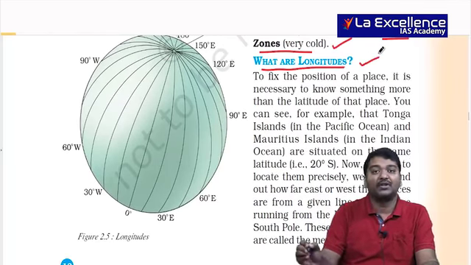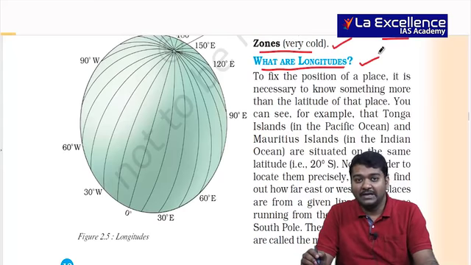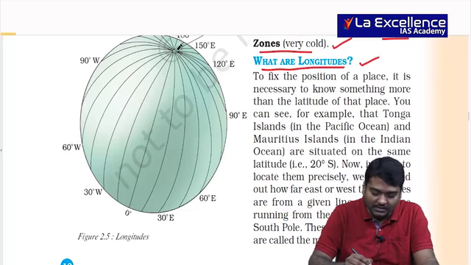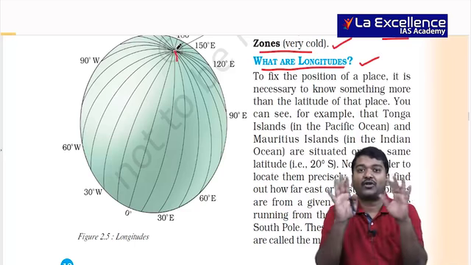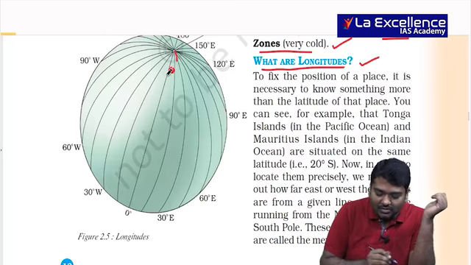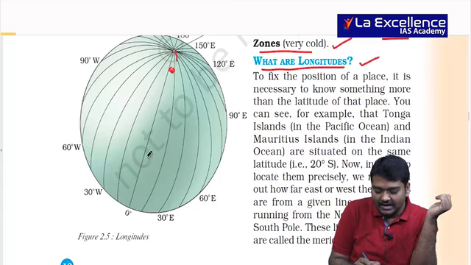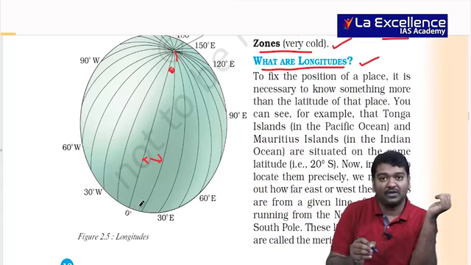And then we need to look at longitudes. What are these longitudes? Longitudes are nothing more than imaginary lines which are moving in the north-south direction, and they meet at the poles. Can you see here? They converge at the poles. So as they converge, they are not parallels. Can you see the distance between two longitudes is closer near the poles, and as you come closer to the equator, the distance increases. This is what we need to understand.